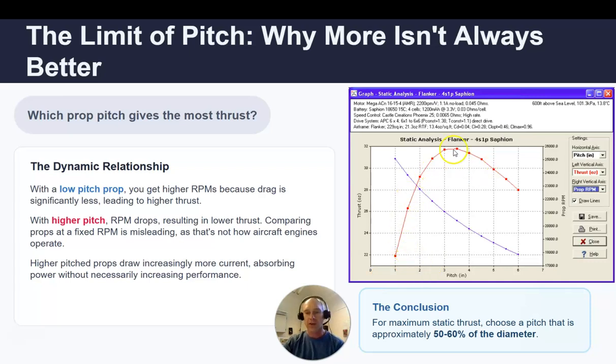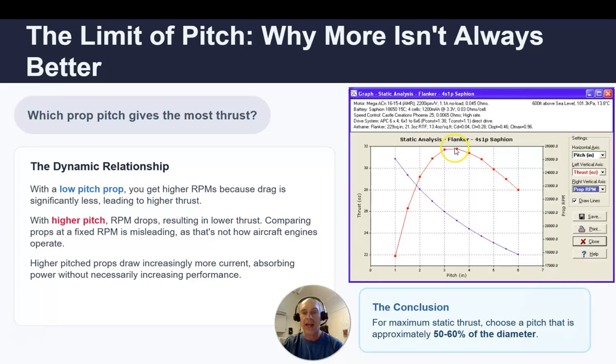So according to this little graph right here, we can see this is a 6-inch propeller. It tells us right here it's a 6-inch propeller, that if you have a pitch of 1, this is a 6x1, then we get a low thrust. This is thrust in ounces, okay? We get a low thrust, but the propeller is spinning very, very fast. Well, as I increase the pitch now to a 6x2, a 6x3, then the RPM drops a lot because it's trying to push more air.